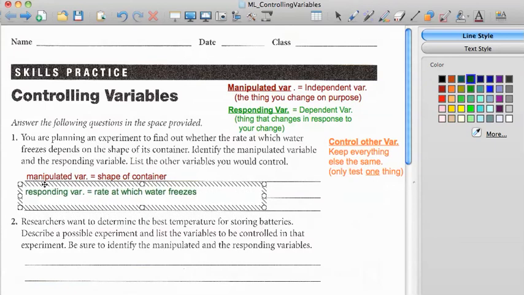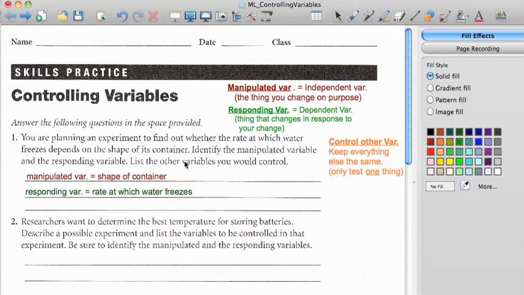All right. Finally, the question asks, list the other variables that you're going to control. So we only want to change one thing. Some things are going to change because of that, but we want to make sure we control all other variables. That means we make everything else the same to make sure we're only testing one thing at a time. Otherwise, it gets confusing. You don't know what's causing the changes.